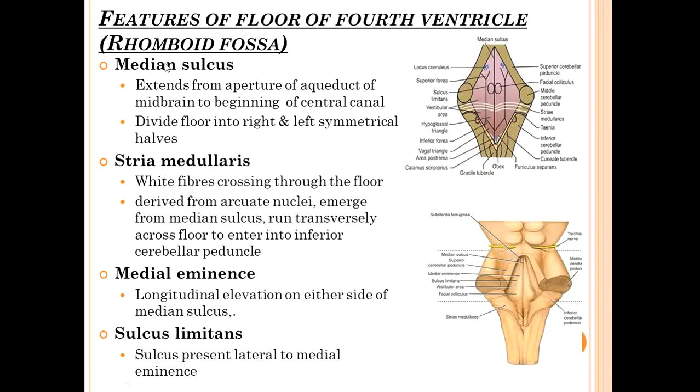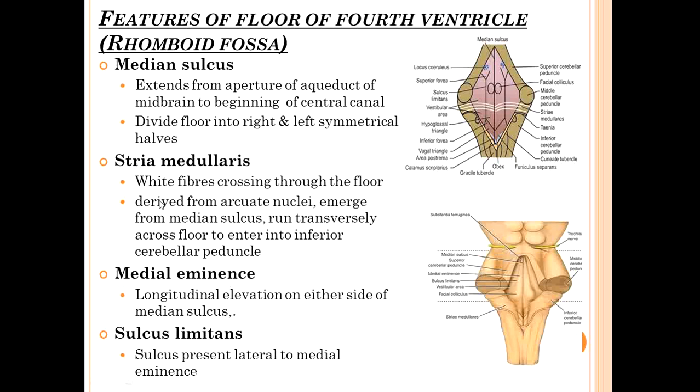Now, when you see this rhomboid fossa, the first thing you will see is a median sulcus. This is the median sulcus. It extends from the aperture of the aqueduct of the midbrain above to the beginning of the central canal. So here is the median sulcus, dividing the floor into right and left symmetrical halves.